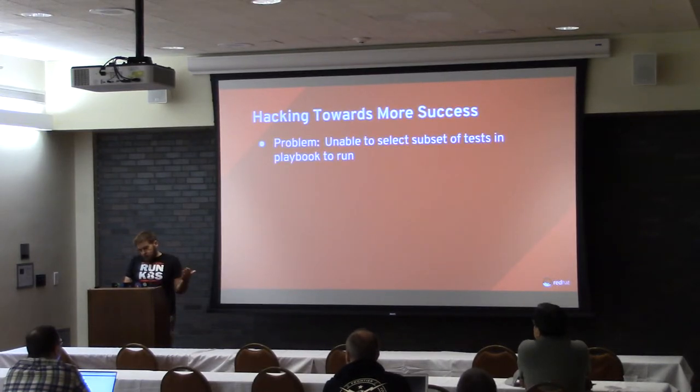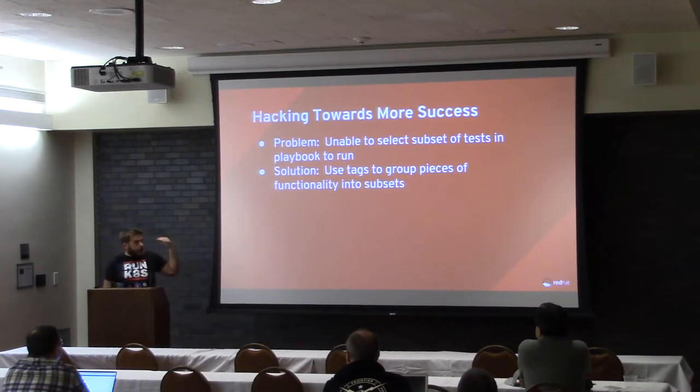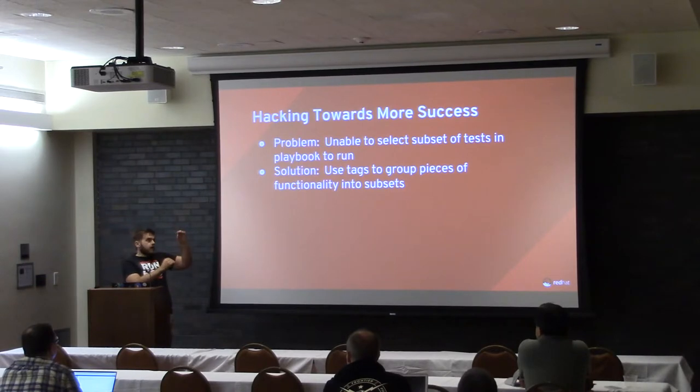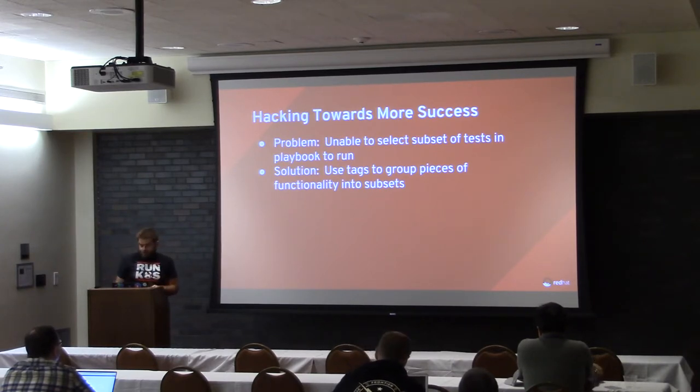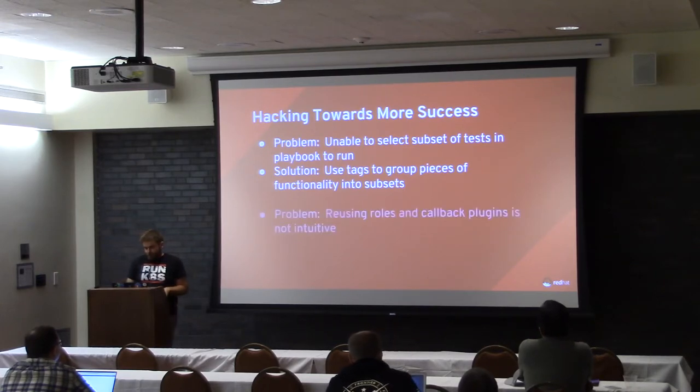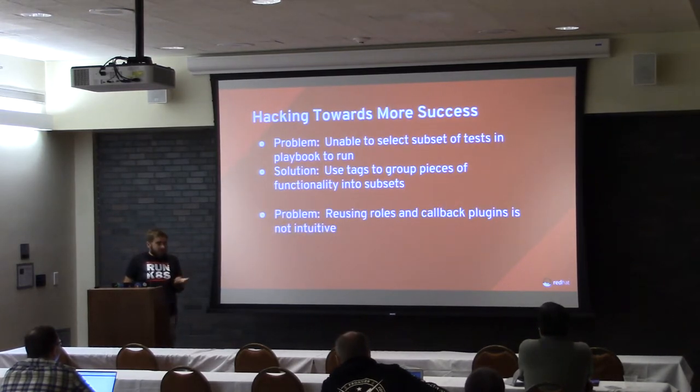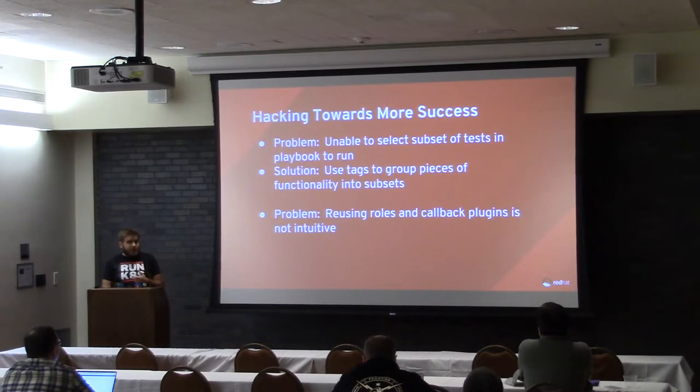So selecting the subset of tests was a pretty easy one. We just started using tags. We tag everything into one functional group, like this is the upgrade set of tasks and this is the reboot set of tasks. That made development a lot easier, because we could just say, run this set of tests when we were trying to debug which one failed. But it still wasn't great, because if you forgot to tag a piece of the functionality, then you're wondering why it didn't work correctly.